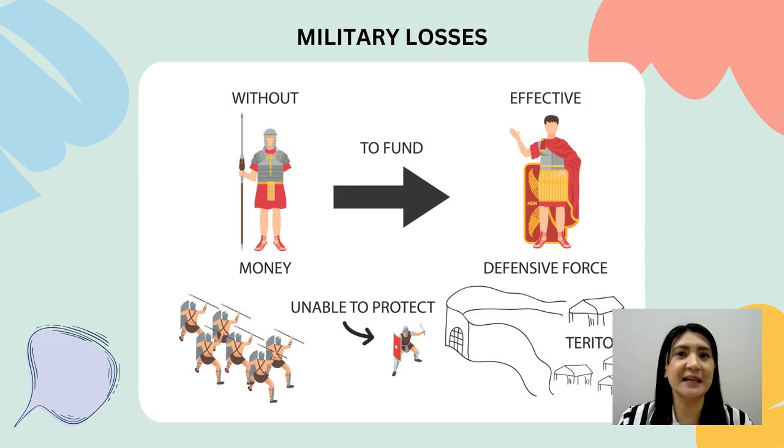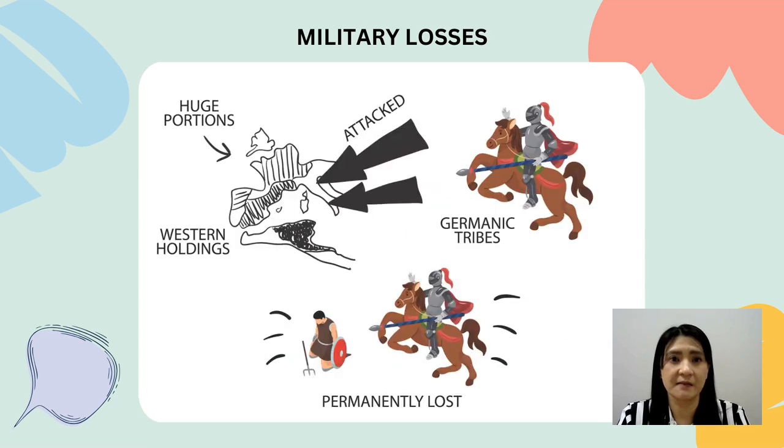Second is military losses. The lack of economic resources, as we said, to fund a strong army made the empire vulnerable. Rebellions broke out, and Germanic tribes invaded Roman territories. The fall of Rome was ultimately marked by a Germanic victory, leading to the collapse of the Western Roman Empire. So, again, those are two key points, economic failure and military losses.